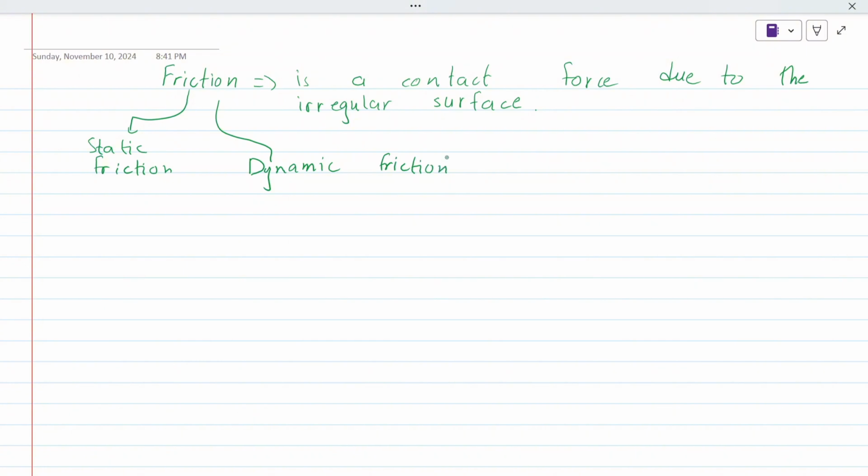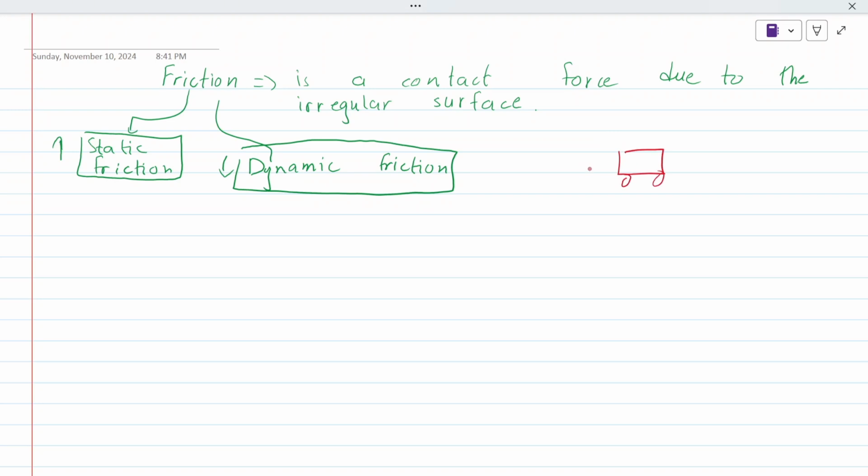One is static friction, the other is dynamic friction. The static friction is always greater than the dynamic friction. Okay, let me elaborate. If you have a car, what is easy? Is it easy to make it move, or if it is moving, is it easy to make it go faster?